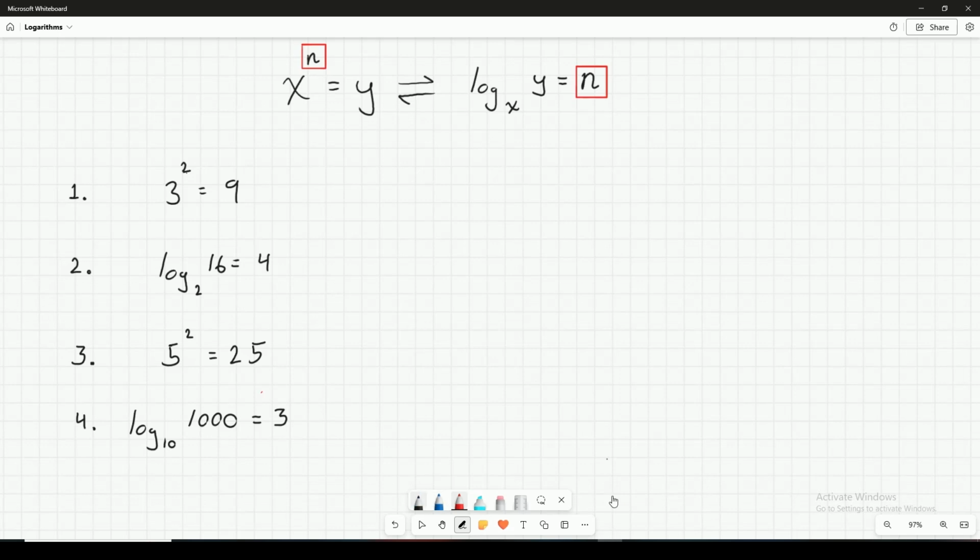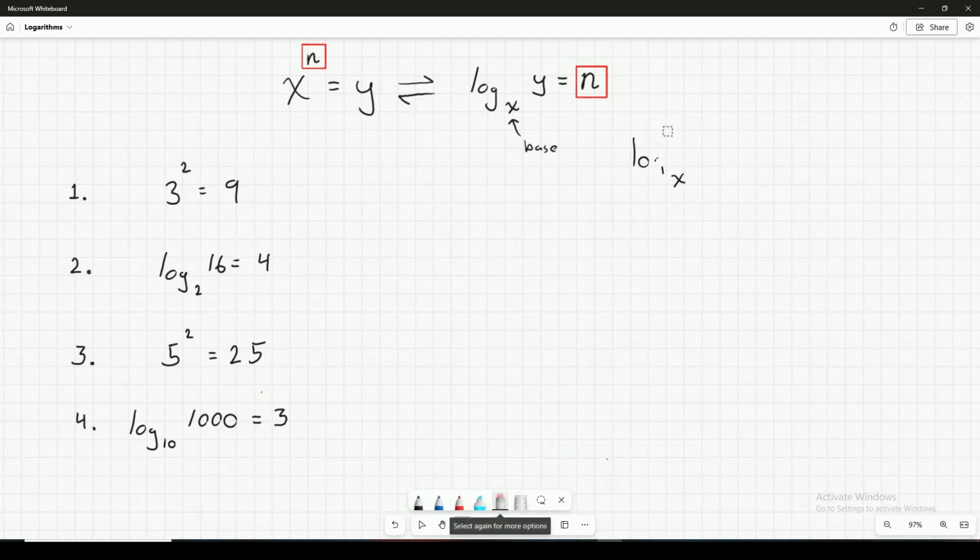Okay? And pay close attention to the placements of the variables. So x right here becomes the base of the logarithm. And it's a little x. Okay, do not write it like this, log x. This is not how you write a logarithm. Okay, you have to write it log and the little x on the bottom. We call this the base of the logarithm. Okay, so this is log base x. It could be any number. If you look at numbers 2 and 4 on the left, it's log base 2 and log base 10.